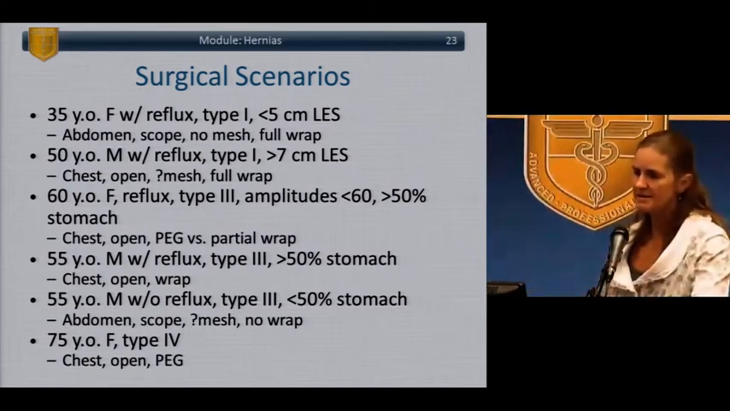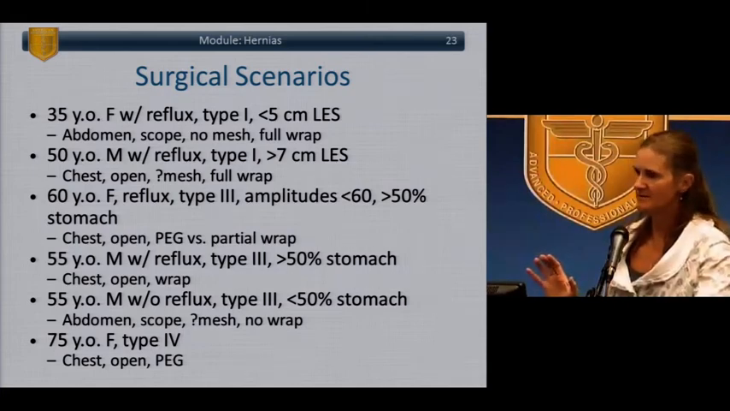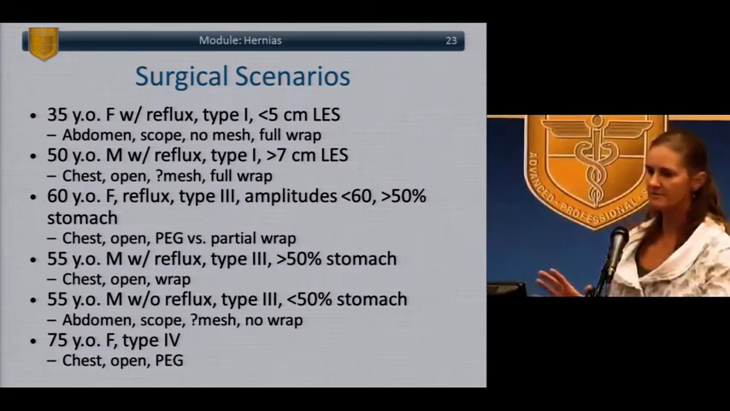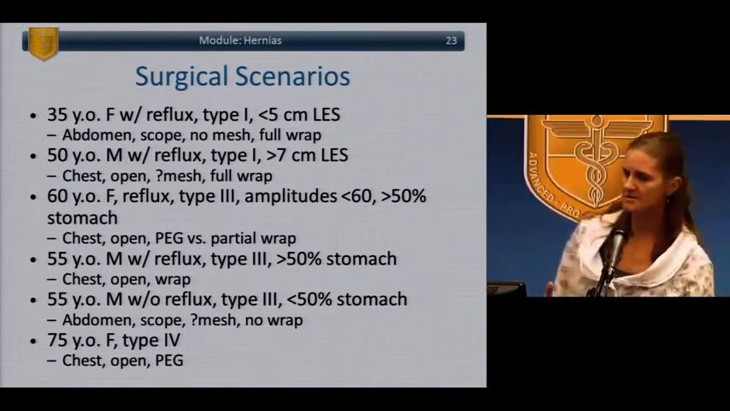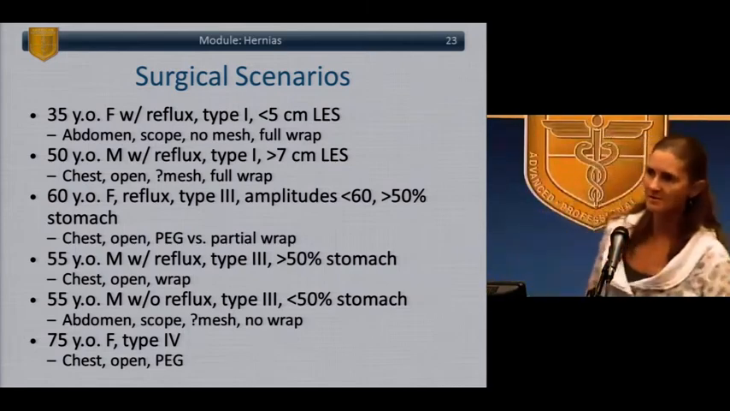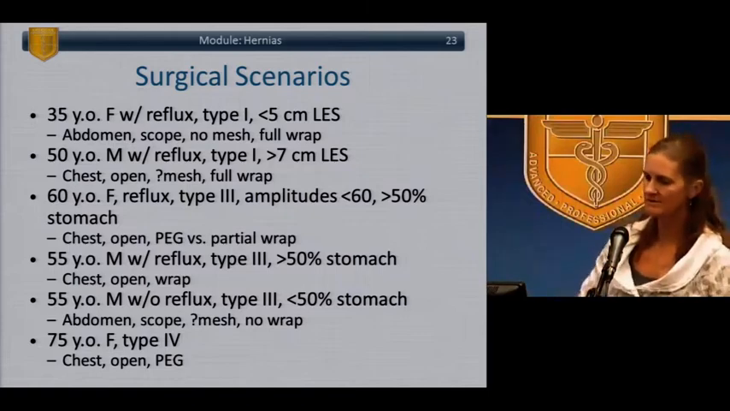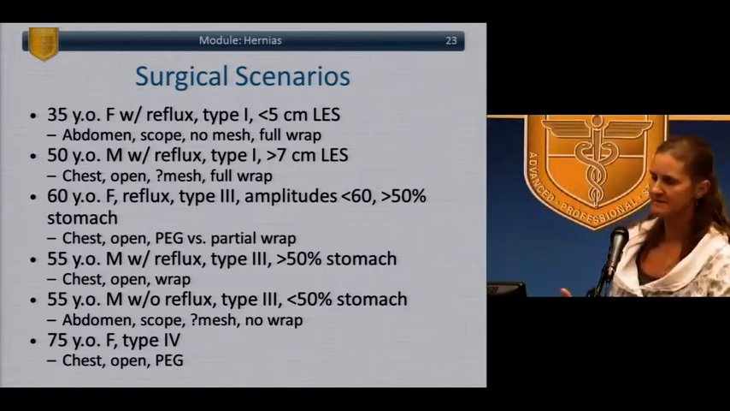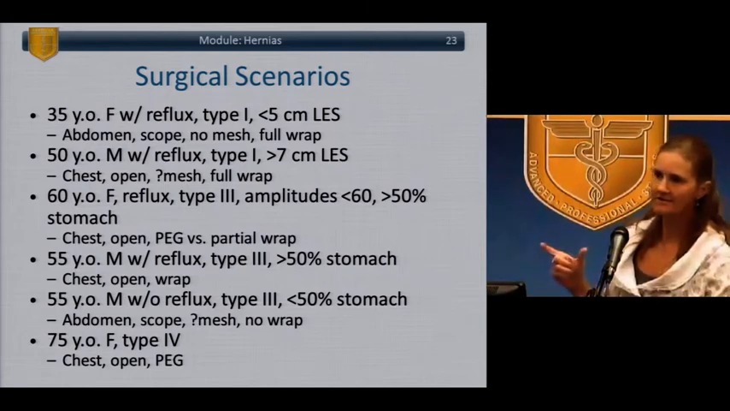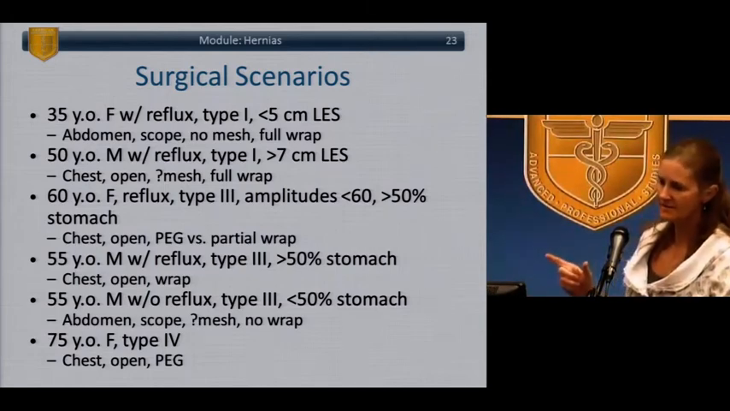This patient's just an easy lap Nissen, right? Just no problems there. No mesh needed, no question as to whether or not they're going to need a wrap. They're going to need a wrap because they're young and they've got reflux. 50-year-old male with reflux, type 1 hernia. Now the hernia is a little higher, okay? The LES is 7 centimeters.